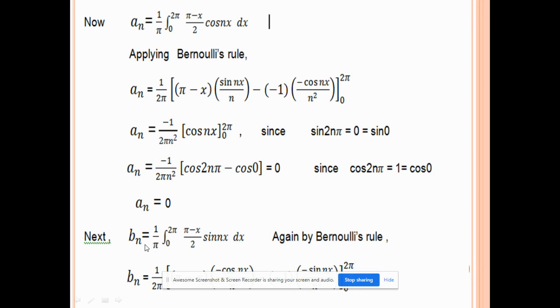Next is bn is equal to 1 by pi integration from 0 to 2 pi, (pi minus x) divided by 2 sin nx dx. Again by Bernoulli's rule, bn is equal to 1 by 2 pi. Keep this pi minus x as it is and integrate sin nx: minus cos nx divided by n, minus, then differentiation of this is minus 1. Again integrate this one, we get minus sin nx divided by n square. Limits from 0 to 2 pi.